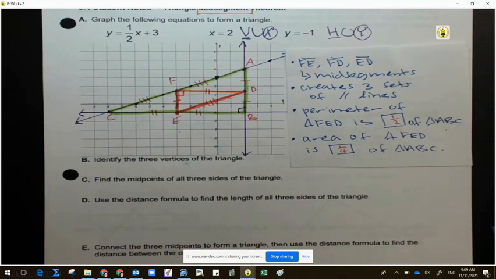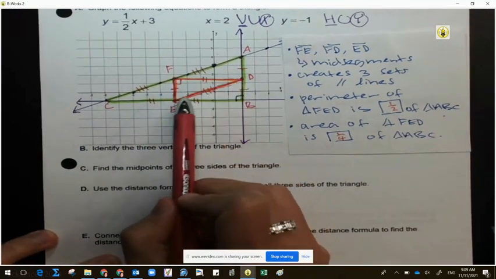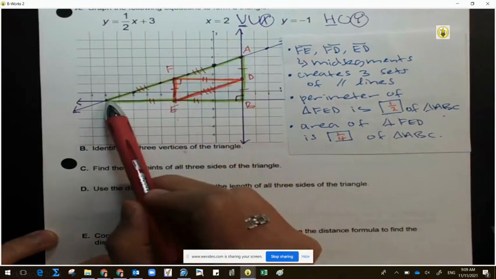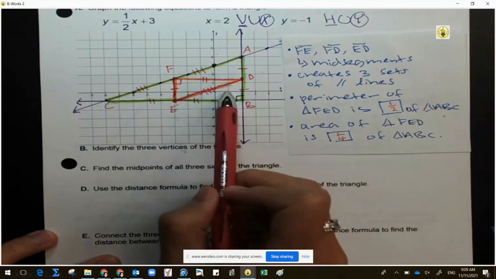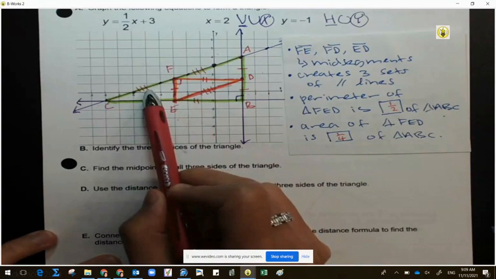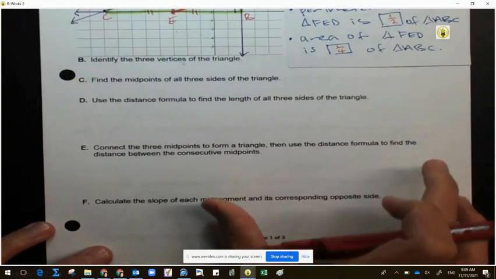So let's look at the perimeter then. Is the perimeter on my tiny triangle really half of the perimeter on the outside? Yep. Is the area of the tiny one a fourth of the whole thing? A quarter of the whole thing? Yes, it is. All right.